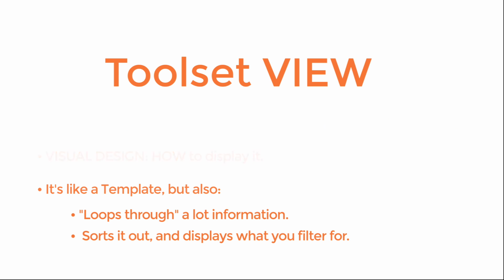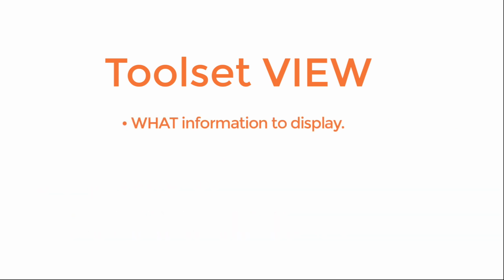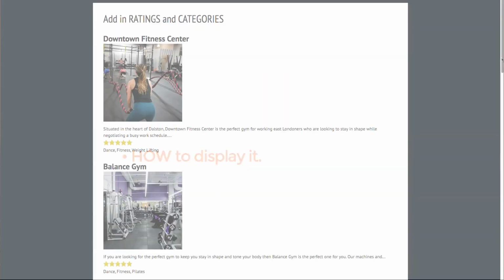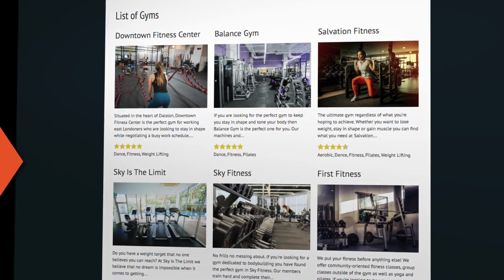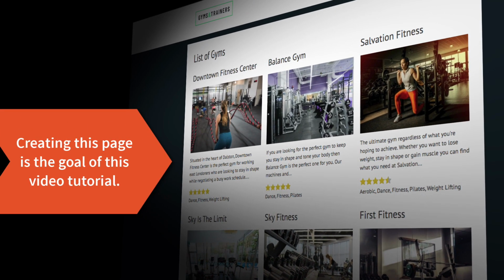So with a Toolset view, you not only choose what information to display, but you can configure how to display it. For example, let's show this list in a grid. Creating this page will be the goal of this video tutorial.